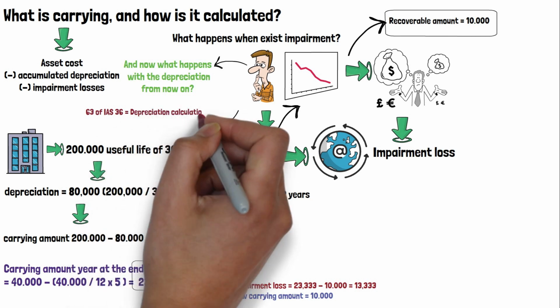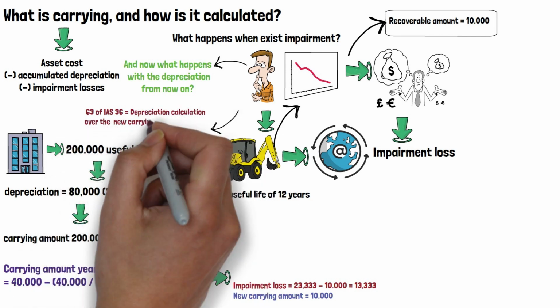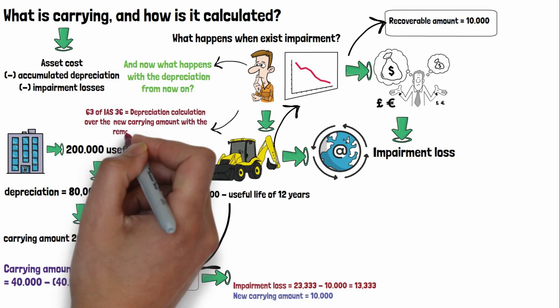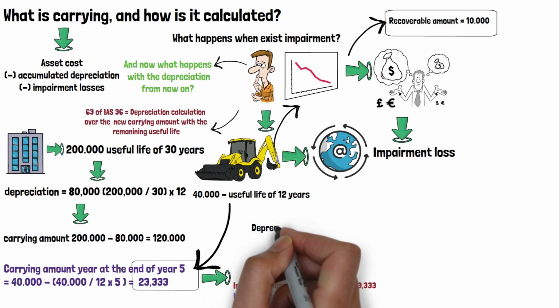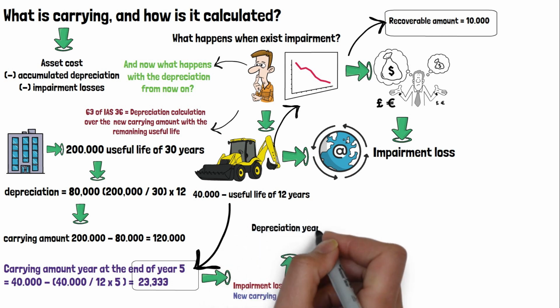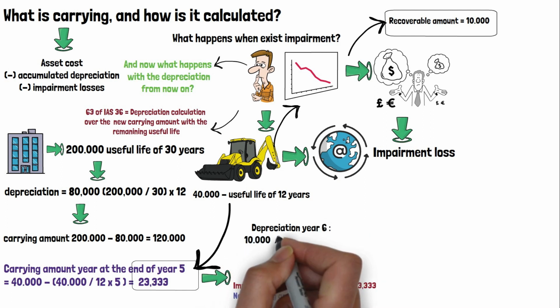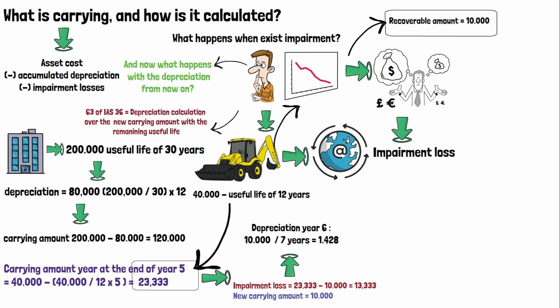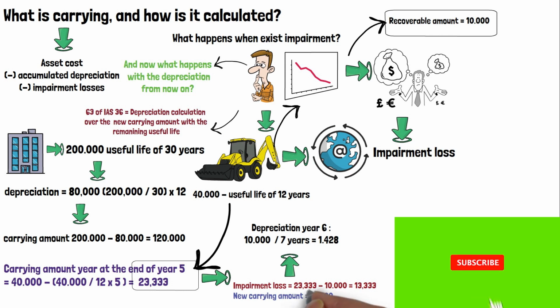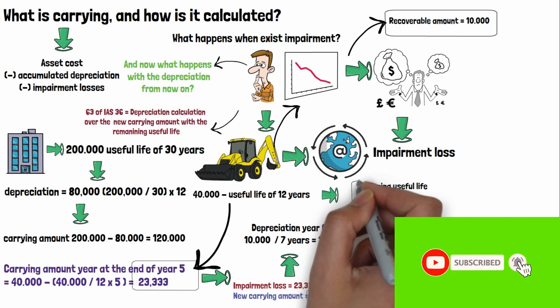This paragraph sets out what to do when an impairment loss exists. Depreciation will be calculated based on the new carrying amount, taking its remaining useful life as a reference. In other words, to calculate the depreciation of year 6, we must take the carrying amount at the end of year 5, equal to $10,000, and divide this amount by the remaining useful life of the asset. In this way, the depreciation expense for year 6 will equal $1,428, which will result from dividing 10,000 by 7 years.